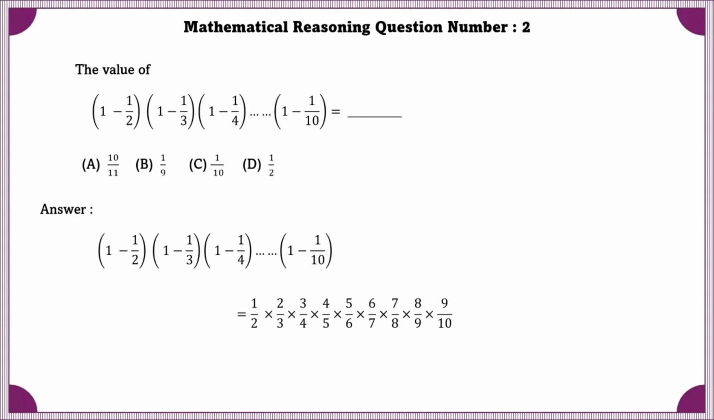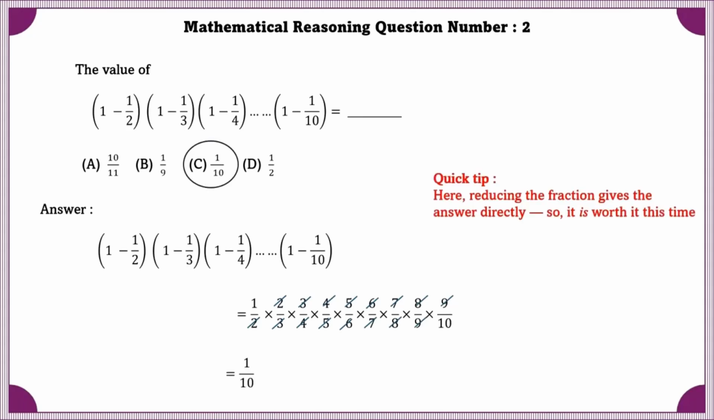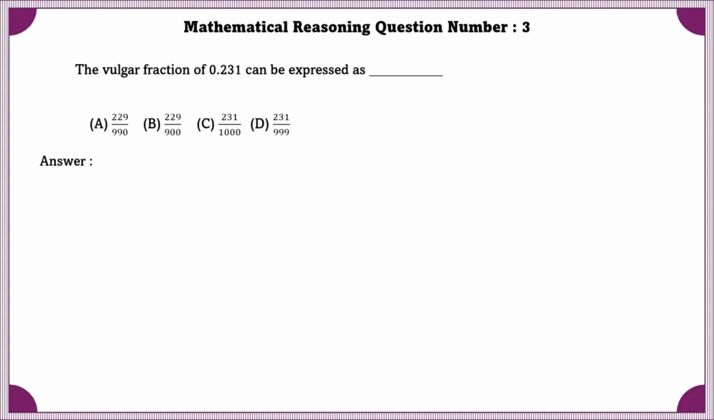Now as we know, we can reduce the fractions by striking the denominator in the first fraction and the numerator in the second fraction. So 2 and 2 get cancelled, 3 and 3 get cancelled, 4 and 4 get cancelled. Similarly, if we keep on reducing, we will get the answer as 1 by 10. Quick tip. Here reducing the fraction gives the answer directly. So it is worth it this time.